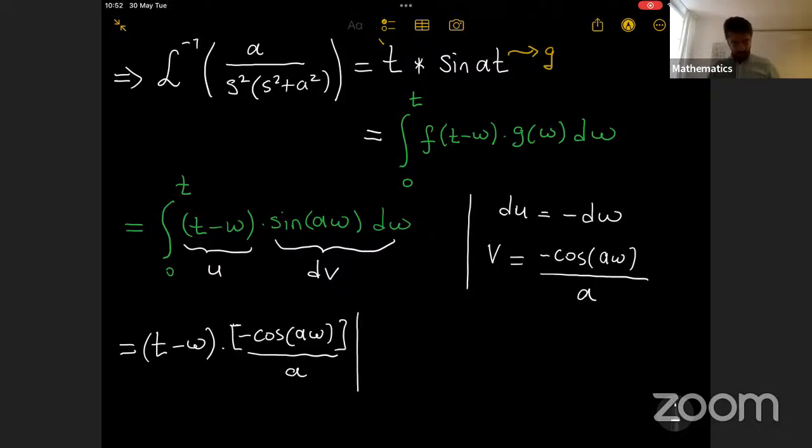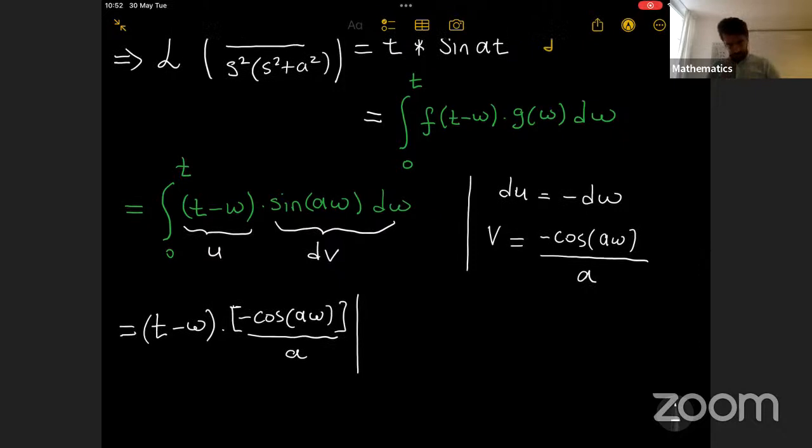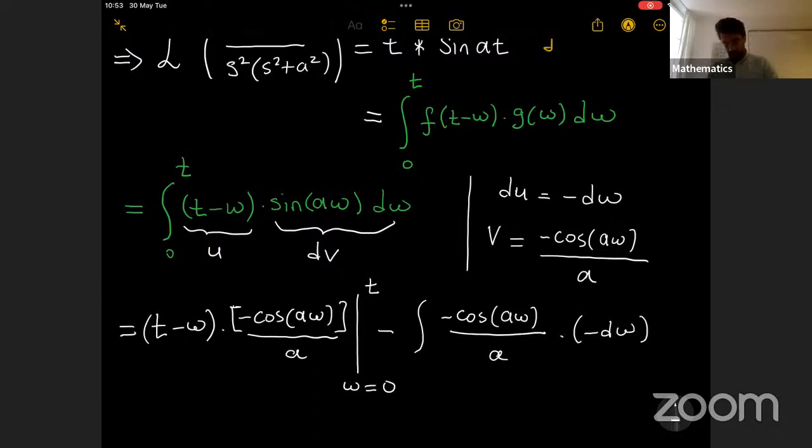Here, w is from 0 to t. Minus the integral of v times du, minus cosine a w over a times du, which is minus dv. And again, here w is from 0 to t.